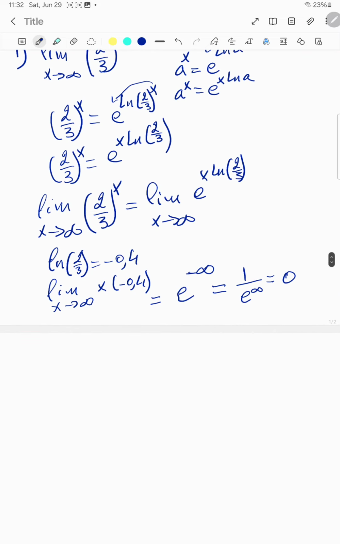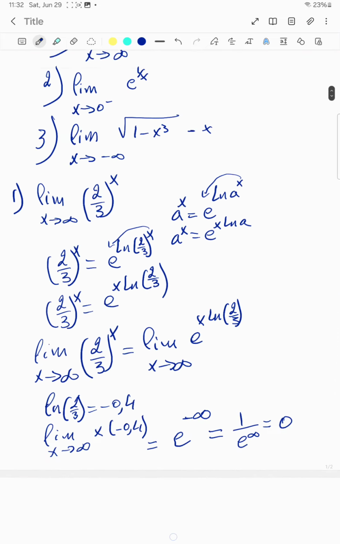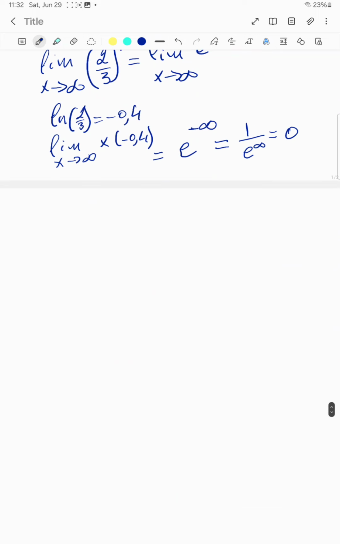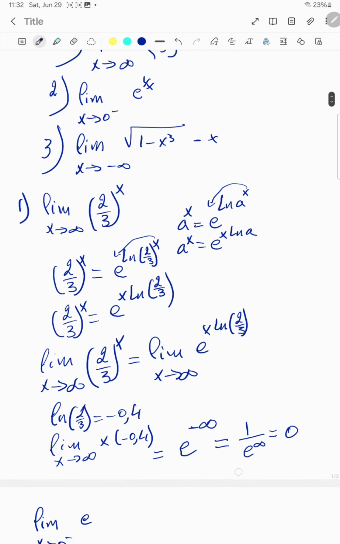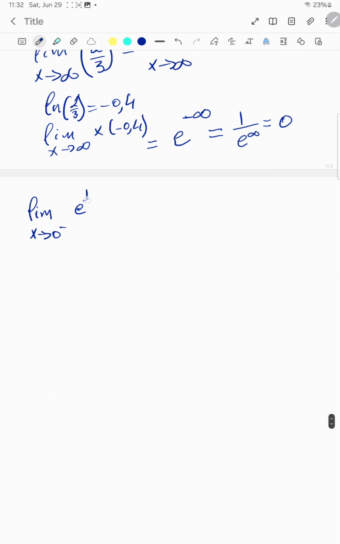Example number 2 was the limit when x goes to 0 minus of e to the power 1 over x. And I know x goes to 0 minus. So when x goes to 0 minus, I can write it as minus 0.000 with infinity of zeros and then 1. And there is infinity of zeros here, so 1 over x is equal to minus infinity.